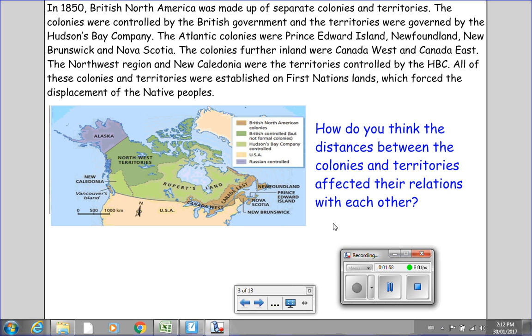And here's a question for you to consider. How do you think the distances between the colonies and territories affected their relations with each other? So what I mean is, how easy or difficult do you think it was for a person or a group in Newfoundland to communicate with those living in the Northwest Territories?